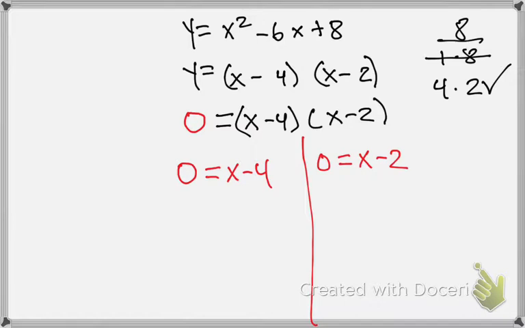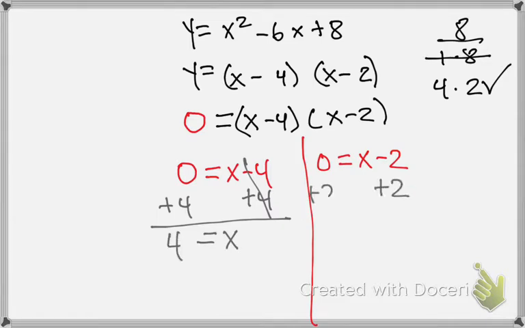Let me get a different color. Let's go with a gray. Plus 4. Cancel it out. X is equal to positive 4. And plus 2, plus 2. And x is equal to 2.